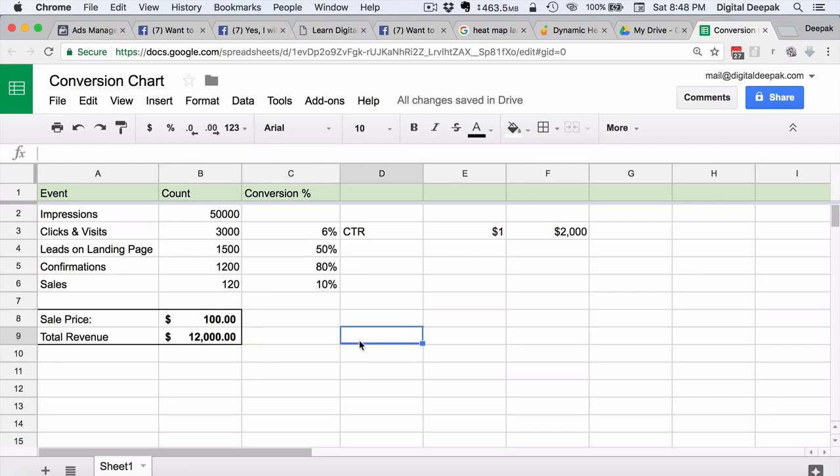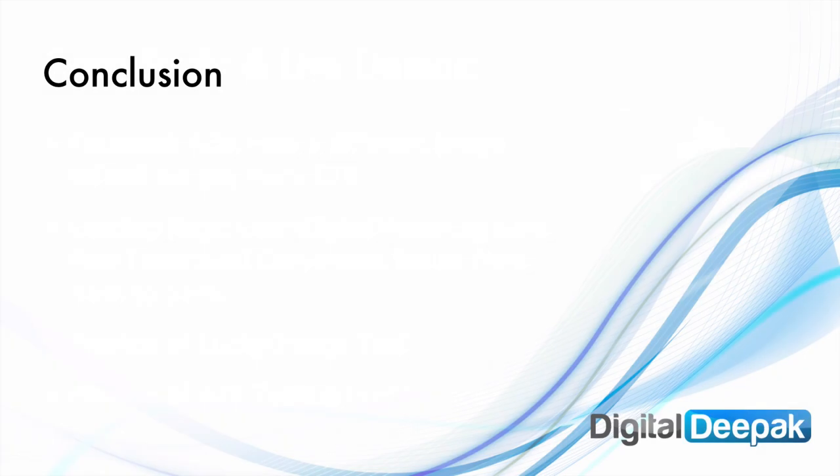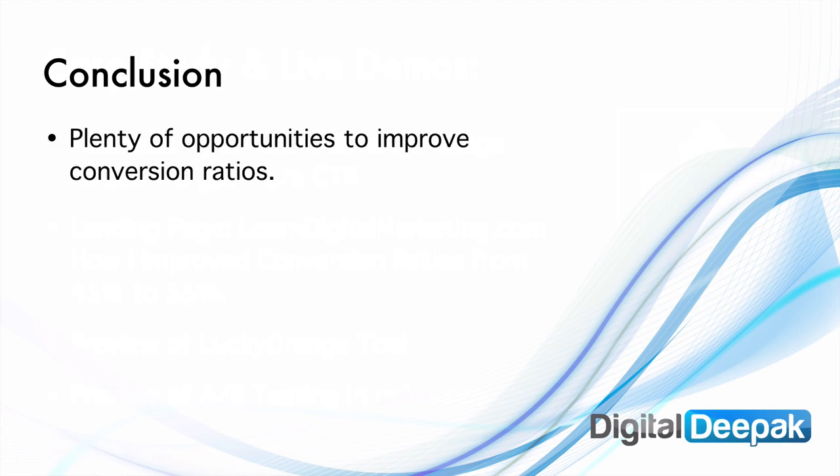So that is what a digital marketer does. An expert digital marketer will try to optimize at each stage of the funnel, and by optimizing each stage of the funnel, you will be improving the overall revenue and the profitability of your digital marketing campaign. Now that you have had a look at various concepts in conversion rate optimization, from live demos to theoretical examples, let's get to the conclusion.